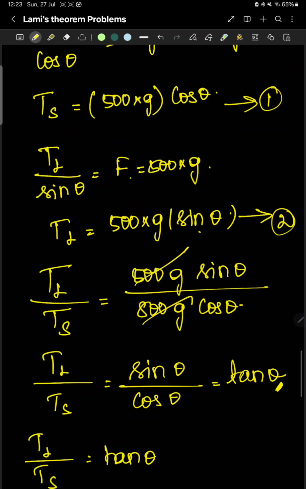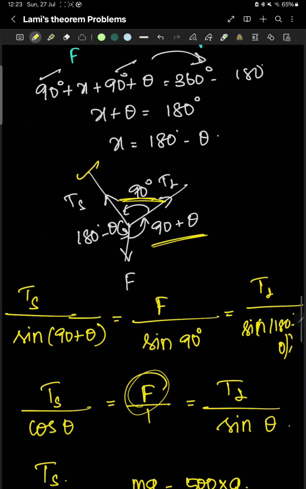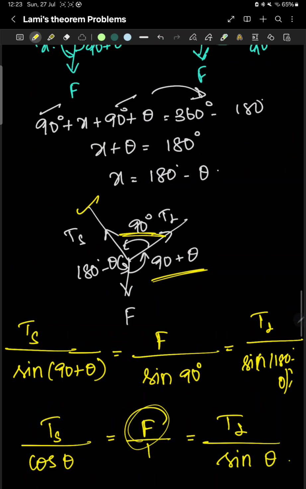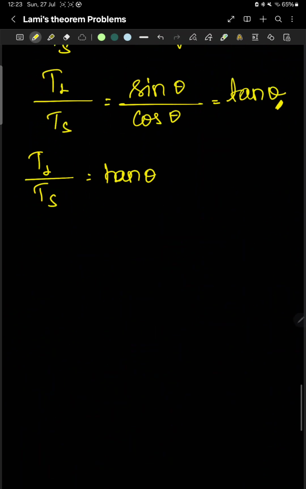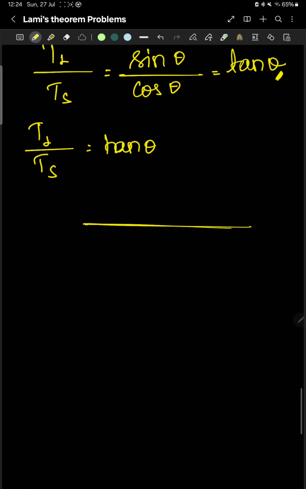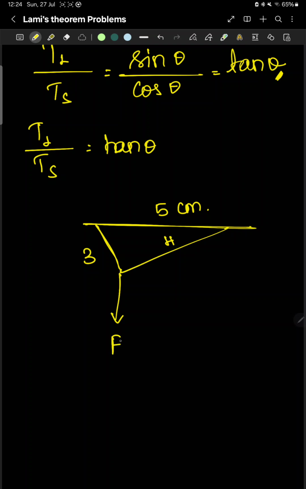Now I am going to check which is theta here. So here I consider this as theta, and it will be the required triangle. I'm just redrawing it again so that we can understand that. We know the distance between the two strings is 5 centimeter. Here it is the shorter string, which is 3, here it is the longer string, 4, and here it is the force downward F.